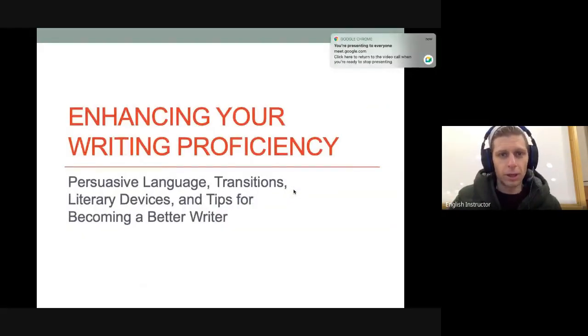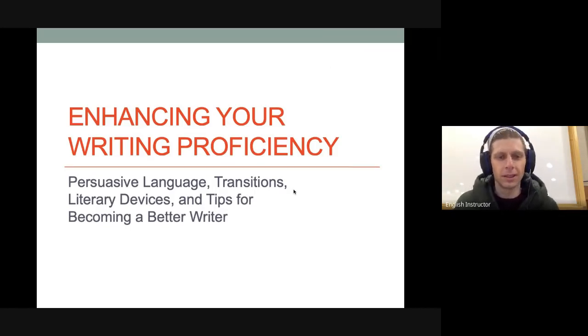But yeah, here we are. So we are looking at what I called enhancing your writing proficiency. So again, we're looking at persuasive language, we're looking at transitions, we're looking at some literary devices, and I'm going to give you quite a few examples, although some of them will be easier to use than others, or you'll be excited to use some more than others. But I've given you a lot more just so you know that there are a lot out there and they can all be used to enhance or make your writing better, make it more interesting, make it more persuasive. And the last thing is we have some tips for actually becoming a better writer.